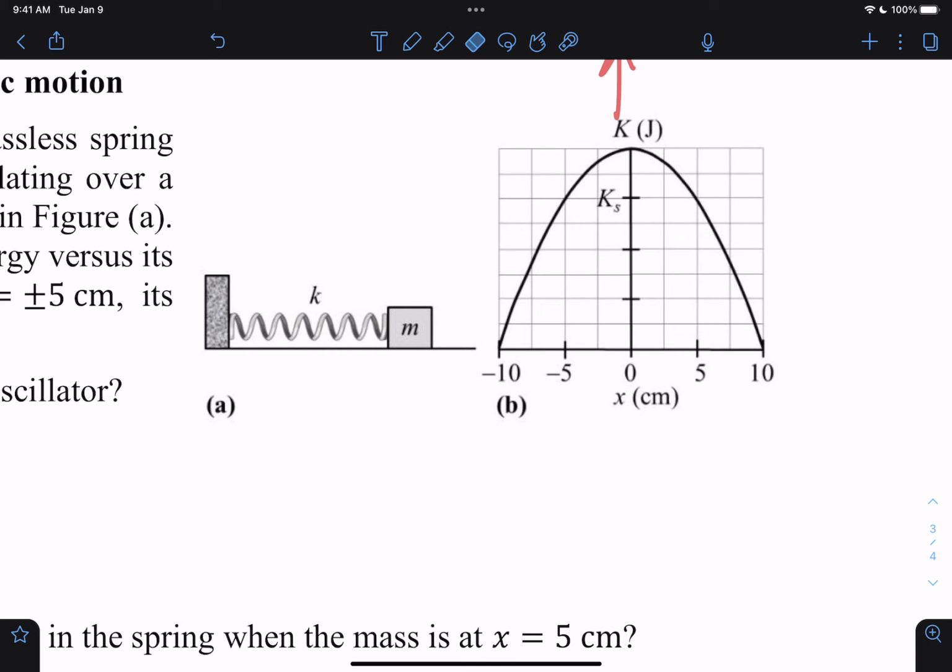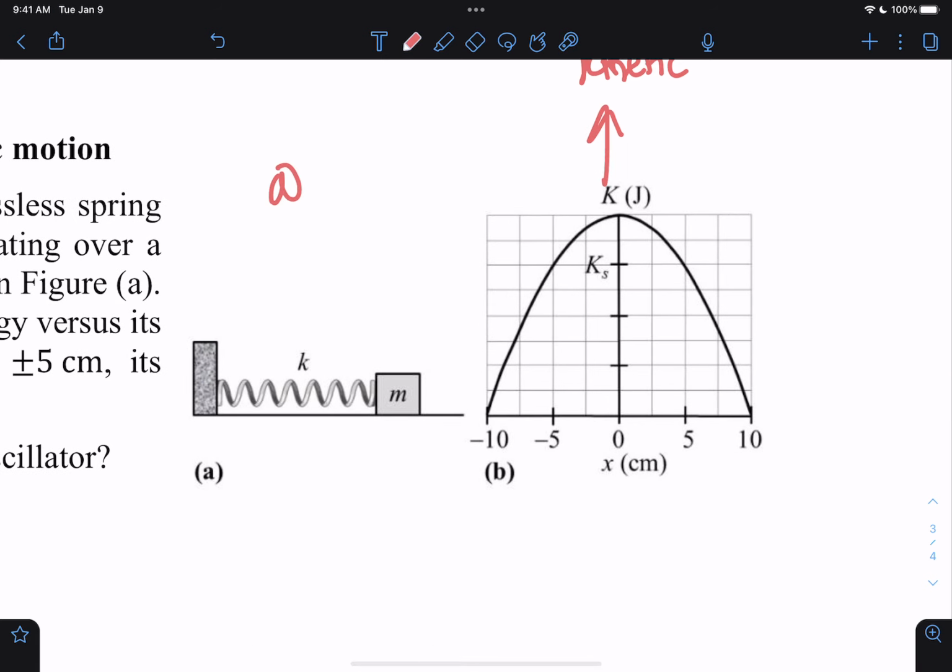Can I get 3 people who haven't spoken up before during this session to tell us what the energies are at each specific point? So at amplitude, what's the energy composition? What is the total energy made up of? Is it made up of only kinetic, only potential, a mix of both? What's going on? And then at the equilibrium position, and also anywhere in between, basically.